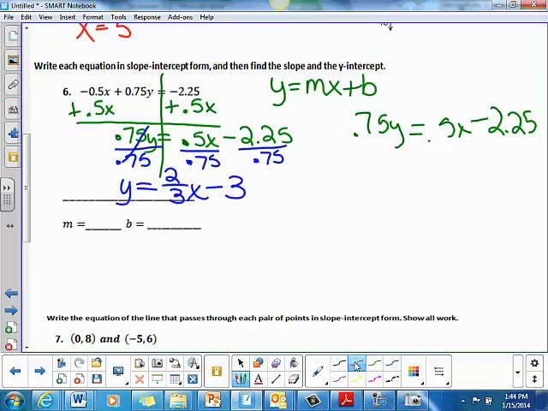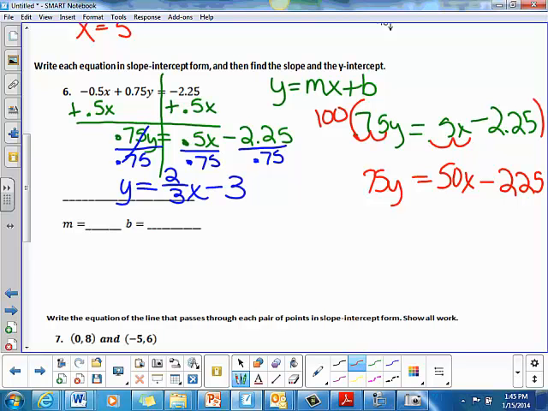So I'm going to multiply every single term by 100 to get rid of the decimals. If I multiply everything by 100, 0.75 times 100, that's just moving the decimal over. So I have 75y equals 50x minus 225. Now I don't have any decimals. Now they're all gone. I'm still going to divide by 75.